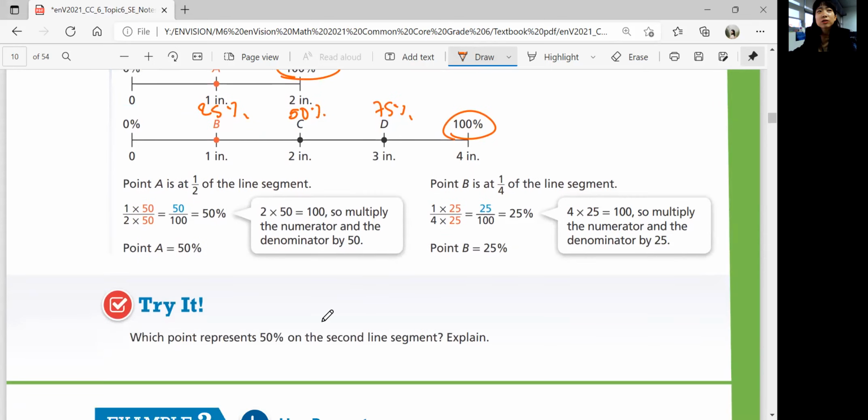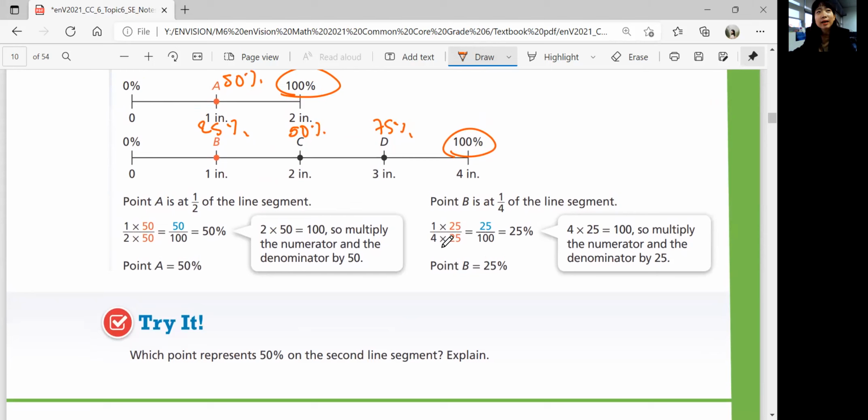All right, so let's look at Try number 1. Which point represents 50% on the second line segment? This is the second line segment. Where's the 50%? C, at 2 inches.